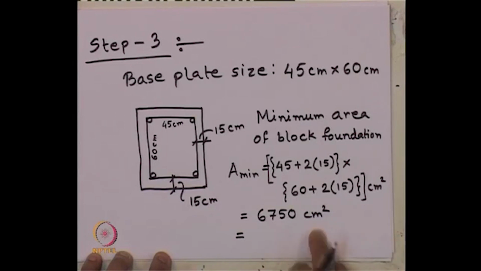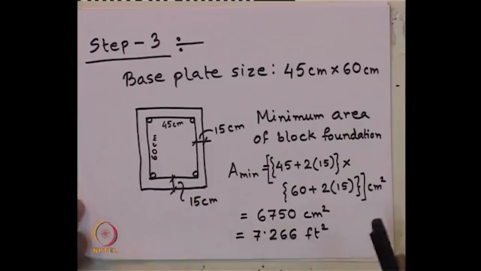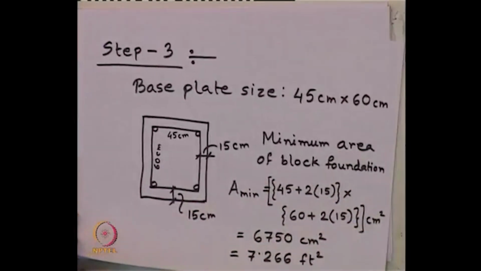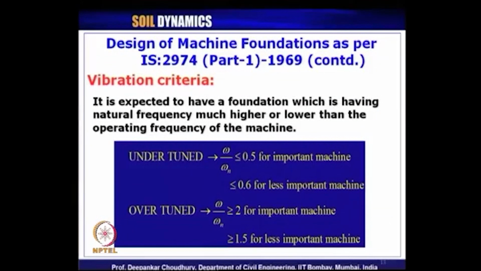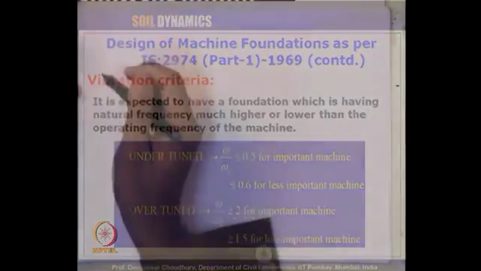So, let us convert from centimeter square to feet square. If we use the conversion factor, it will give us 7.266 feet square. Okay? So, this is step 3. Now, let us move to the next step, step 4.